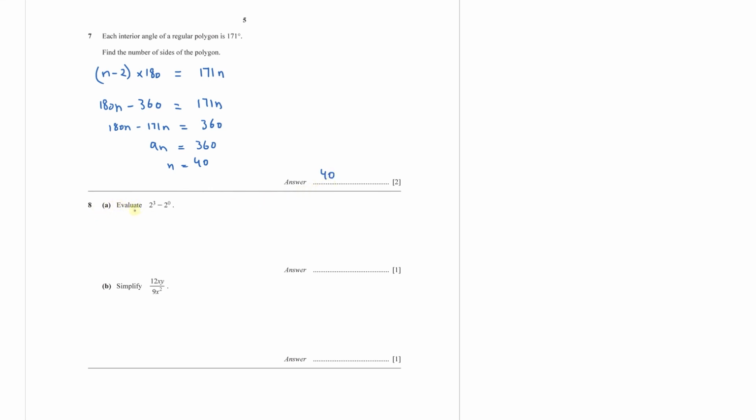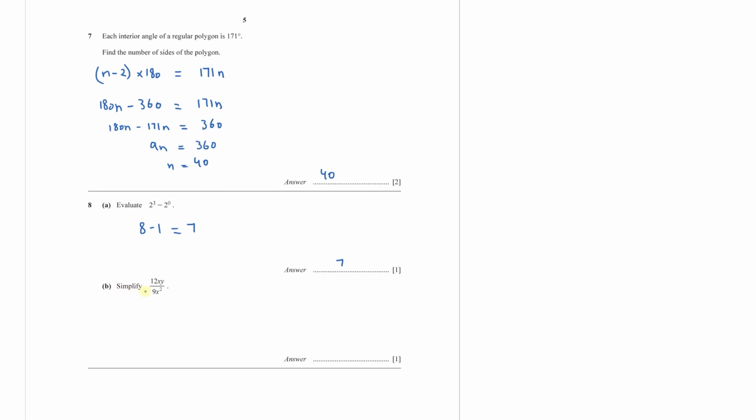Question number 8, part A is 2 cubed. You have to evaluate the value of 2 cubed minus 2 to the power 0. So 2 cubed is 2 times 2, 4, 4 times 2, 8. And then anything to the power 0 is 1. So this is 8 minus 1, which is 7. So this gives you 7.